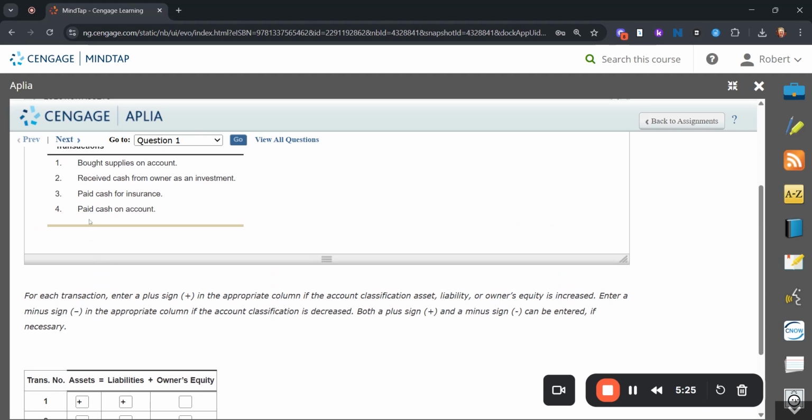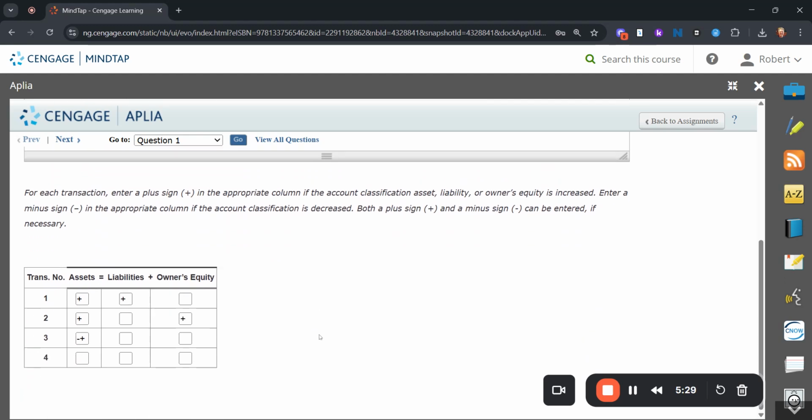And the last one, paid cash on account. So we paid cash, so minus sign. Paid it on account, so that was paid towards a liability. So now the amount of money that's owed is going to decrease. So we have a decrease in the liability, so a minus sign under liabilities.